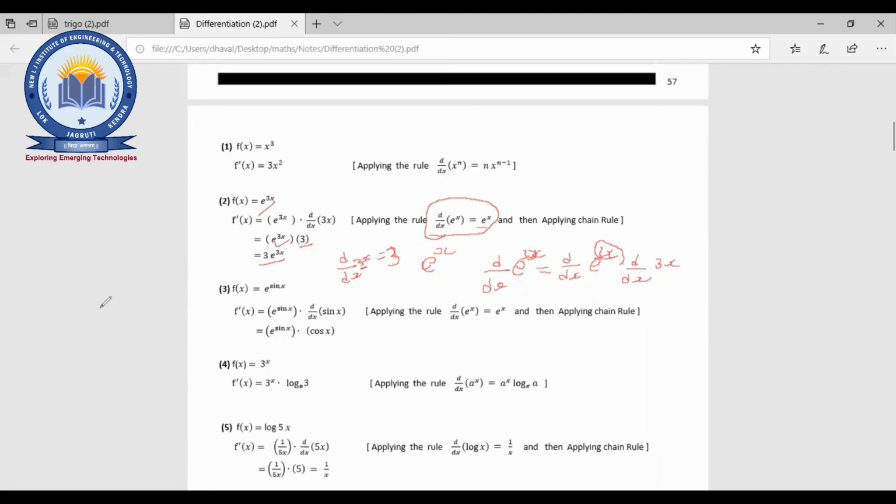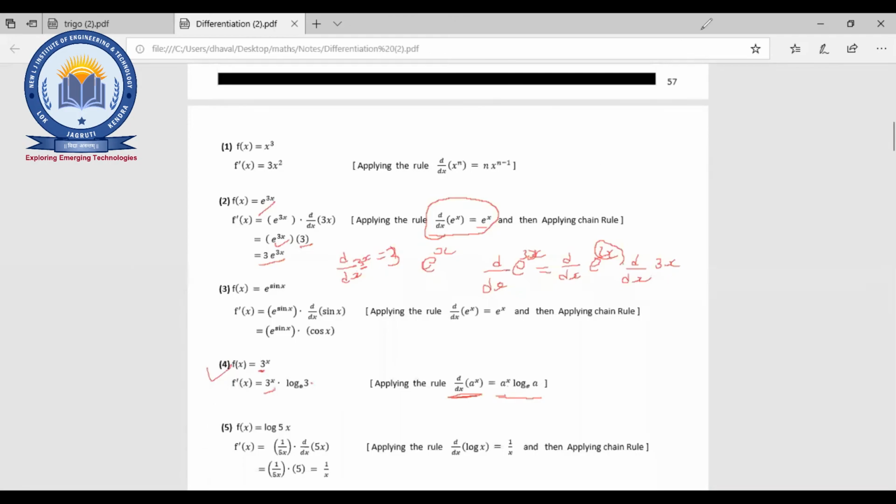Now moving to the next, f(x) equal to 3 raised to x. We know d by dx of a raised to x equals a raised to x log a base e. Instead of a, here it is given 3. So directly we move to 3 raised to x, and in that log 3. Log a, where a equals 3. You just need to put a equal to 3.